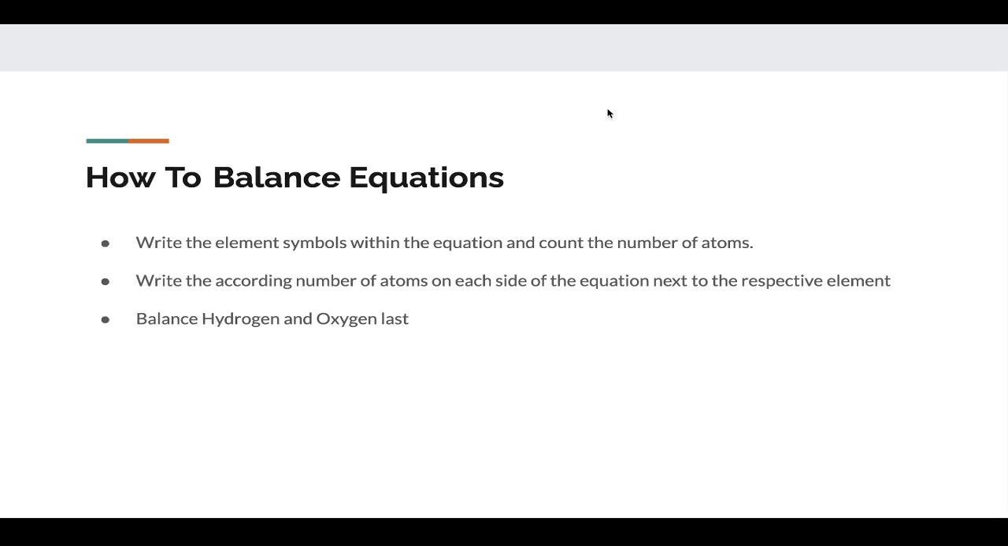So, how do we balance equations? First, we write a vertical list of elements present and count the number of atoms on each side. Second, we place whole number coefficients in front of chemical formulas in a trial and error attempt to have the same number of atoms present on both sides of the equation. Multiplying the coefficient and the subscript will give you the number of atoms present for that element.